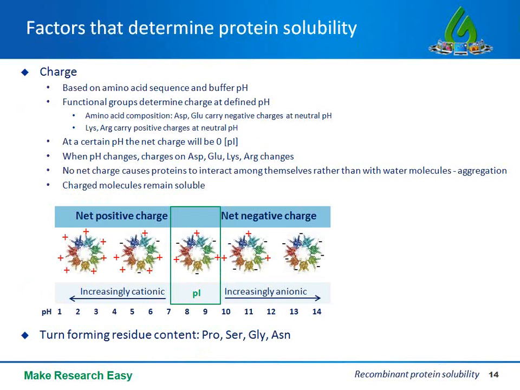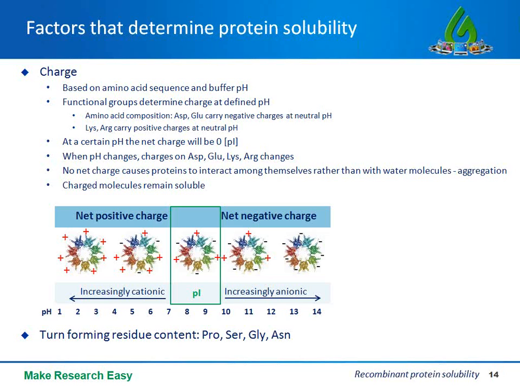Now, it has been shown that two parameters are really critical in making the distinction between insoluble protein versus soluble protein. So what are they? Number one, charge. The charge on the protein, so what does this mean? The charge meaning the difference in the numbers of aspartic acid and glutamic acid versus lysine and arginine residues. Okay. And number two, the turn forming residue content, which is the total number of asparagines, glycines, proline and serine residues.